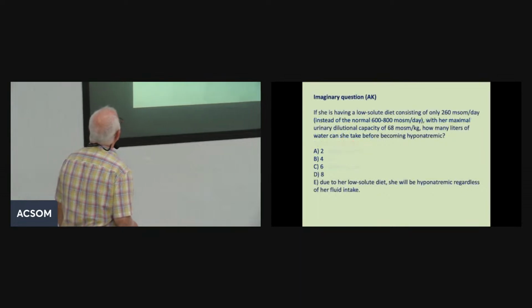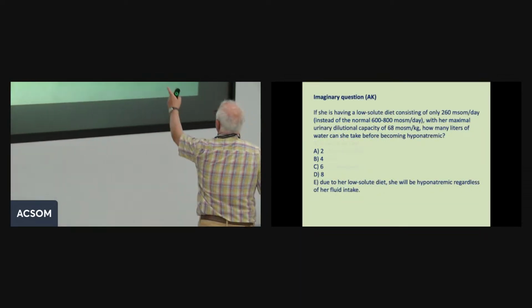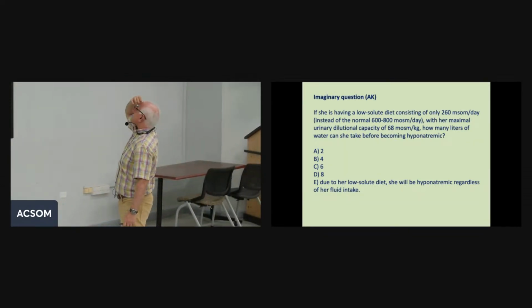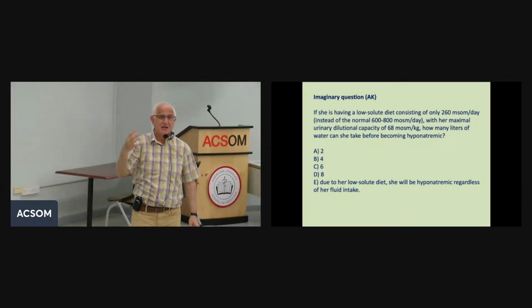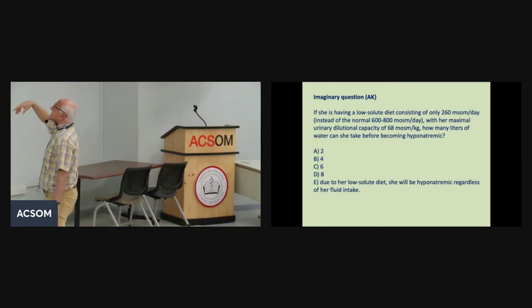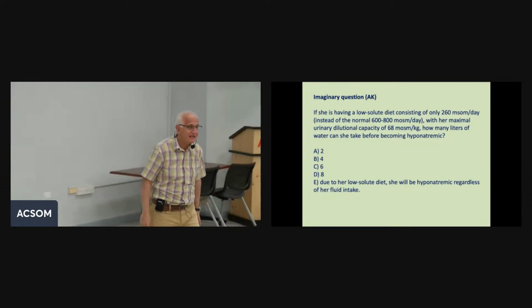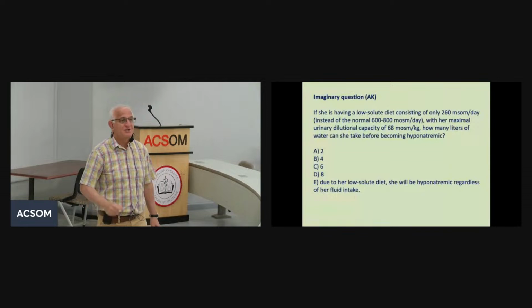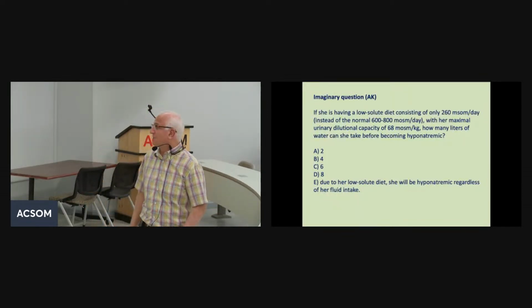Low solute diet. So if she's having, let's go through this. This is my question. If she's having a low solute diet, instead of 600, 800 milliosmoles per day, she's going to 260 milliosmoles per day, right? Not a lot of meat, not a lot of things. 260 only instead of 600 or 800. What is the amount of fluid that she can get without getting hyponatremia? If everything works, she can dilute her urine as much as she wants from 50 to 1200.